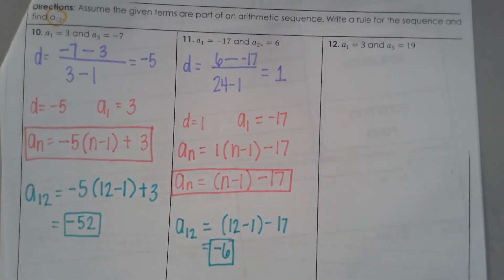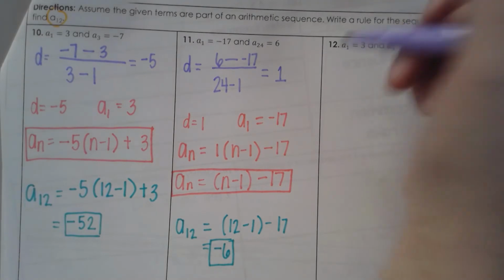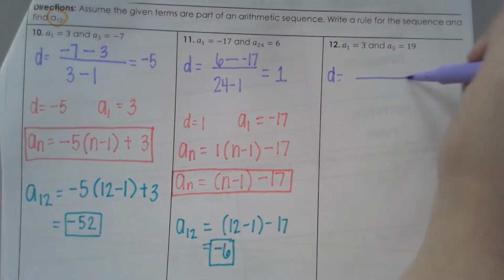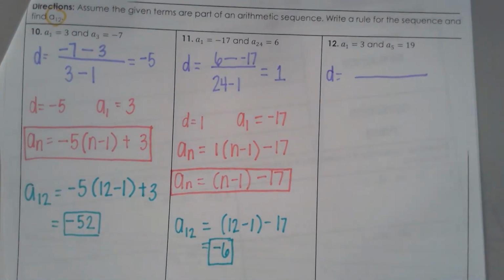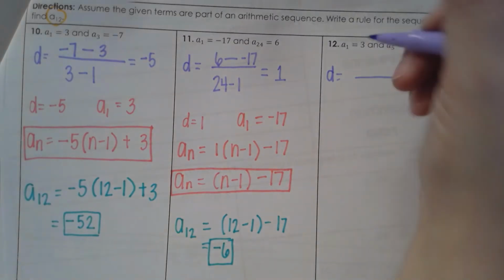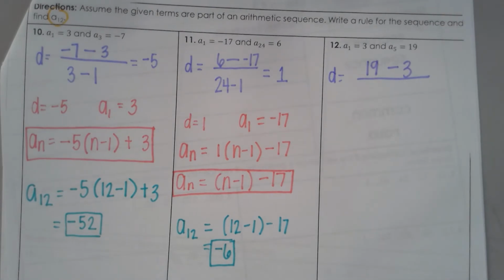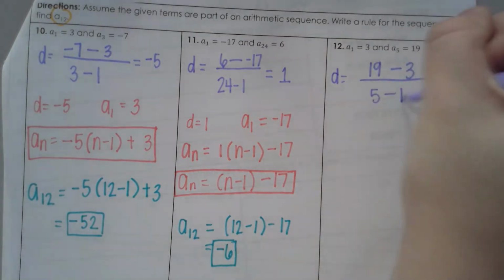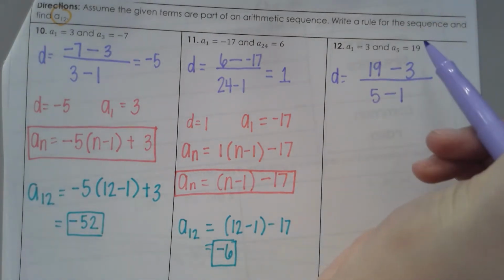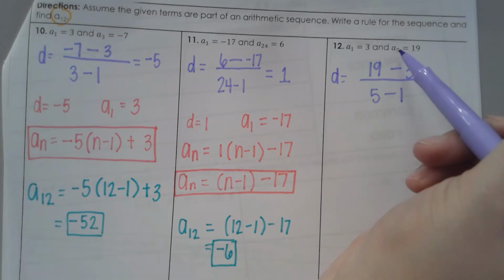Let's start by finding the common difference. What am I going to subtract on top of the fraction? 19 and 3. 19 minus 3. And what about the bottom? You got to make sure you do 5 minus 1. So since I did the 19 first, I got to do the 5 first.